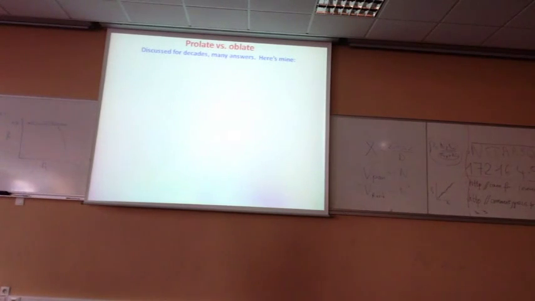Okay. I want to come to a question that one of you asked, or a couple of you actually asked early on. Namely, we always talk about prolate nuclei, but why not oblate nuclei? And this has been discussed for decades. There are many answers. I have my own explanation.